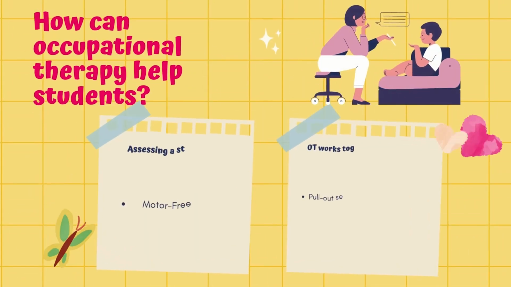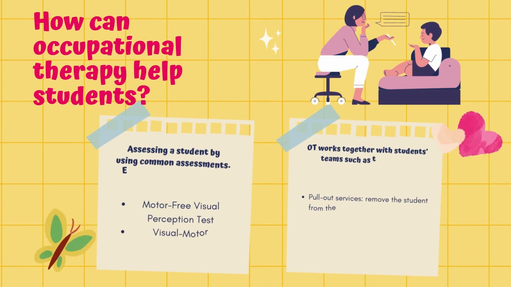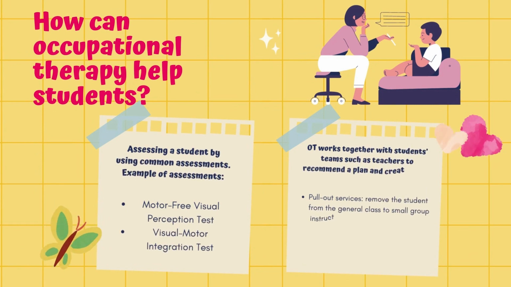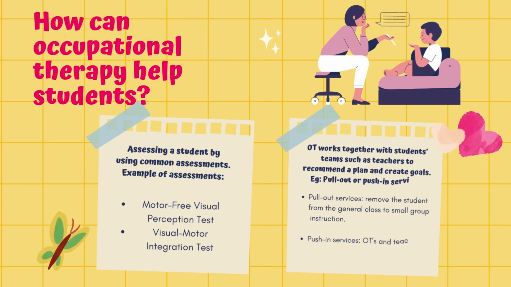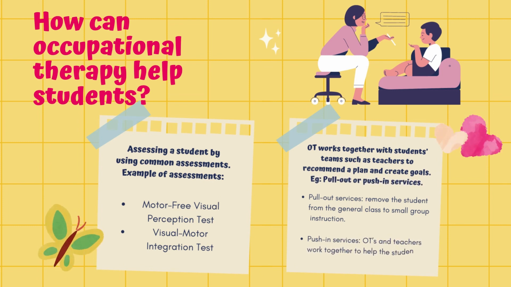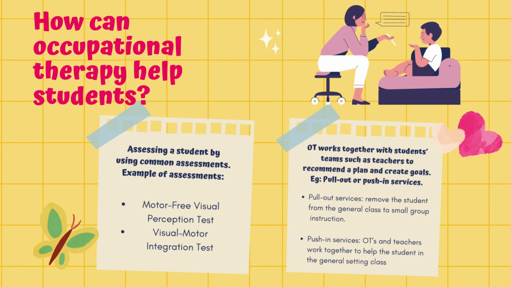How can occupational therapy help the students? OT can help the student by firstly assessing the student using common assessments to figure out the problems. Examples of assessments are the motor-free visual perception test and the visual motor integration test. After that, OT will work together with the student's team, such as teachers, to recommend a plan and create goals. The common plan is pull-out or push-in services. Pull-out service is to remove the student from the general class to small group instruction. Meanwhile, in push-in service, OTs and teachers will work together to help the student in the general class setting.